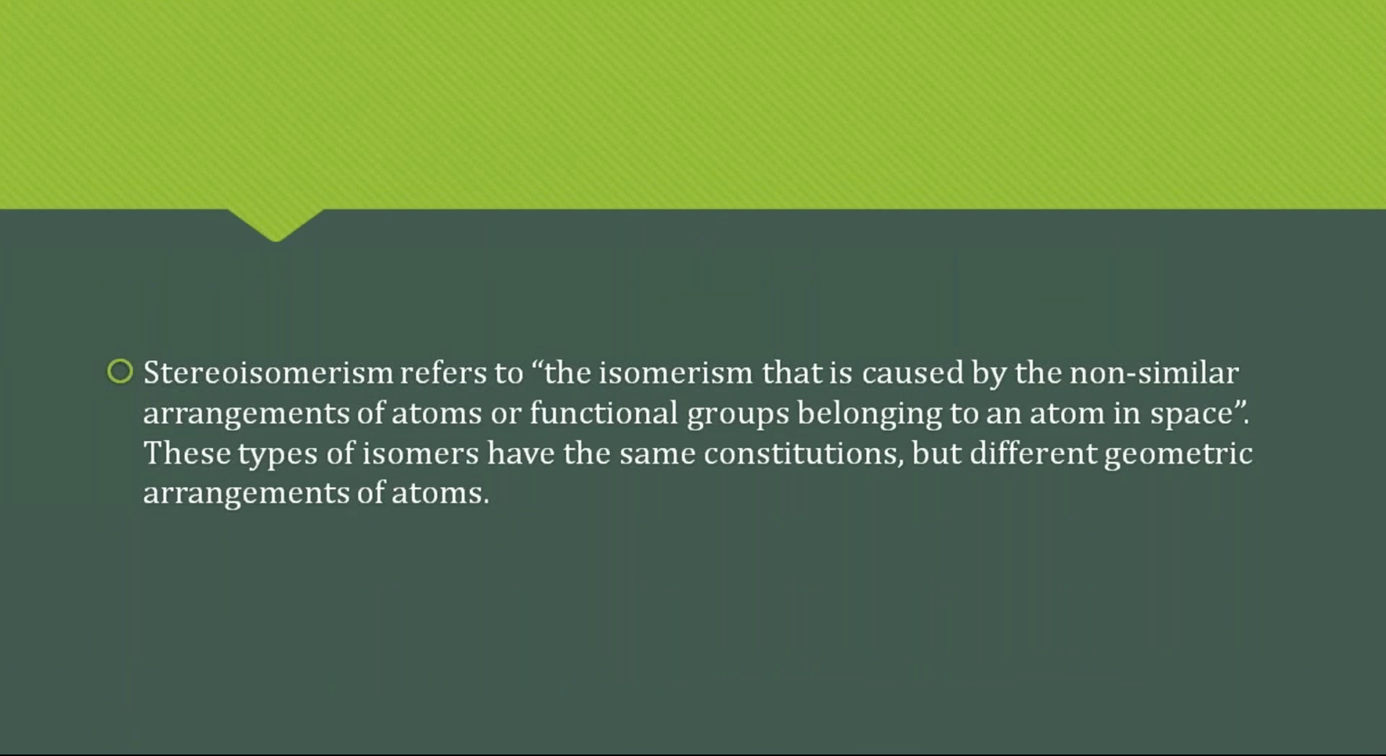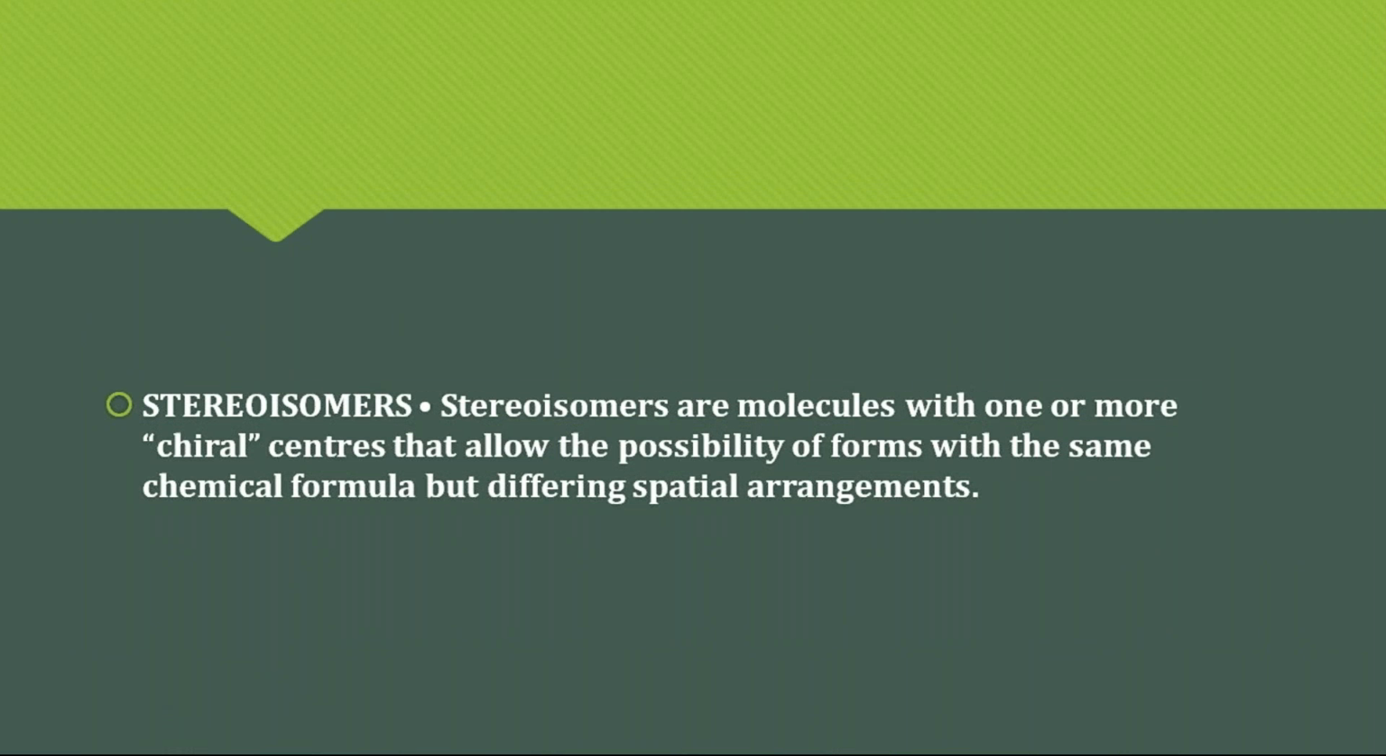Stereoisomerism refers to the isomerism caused by the non-similar arrangements of atoms or functional groups belonging to an atom in space. Especially we are talking about the arrangement of atoms in space. These types of isomers have the same constitutions but different geometric arrangements of atoms. These molecules have one or more chiral centers. This makes it possible for compounds to have the same chemical formula but differ in spatial arrangements.